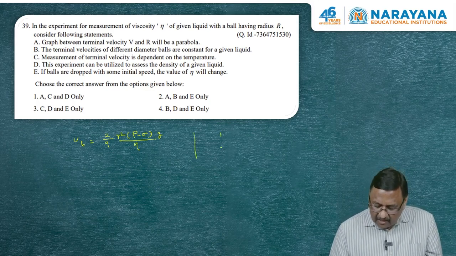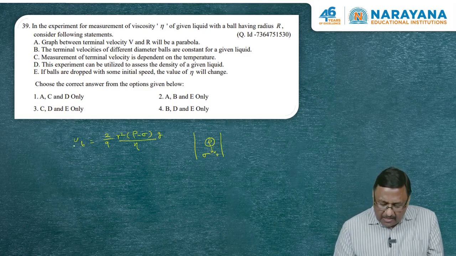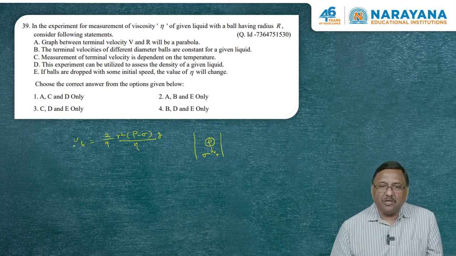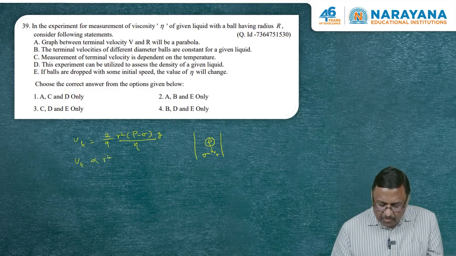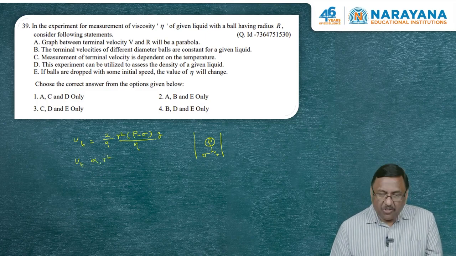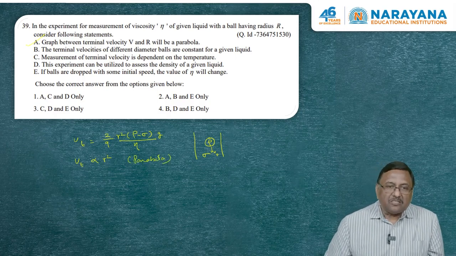So I can say this is the liquid, the body has some density rho, and the liquid has some density sigma. In this case, it is coming down with its terminal velocity Vt. As the question is being asked, the graph between the terminal velocity V and r will be a parabola. Obviously Vt is proportional to r square, that means y is proportional to x square, which indicates a parabola graph. So it is a parabola. That means A is the right statement.